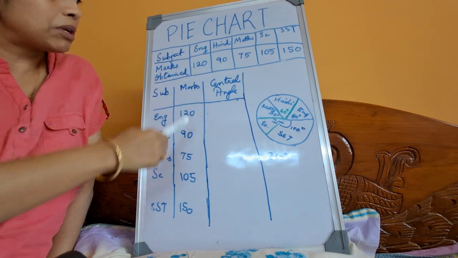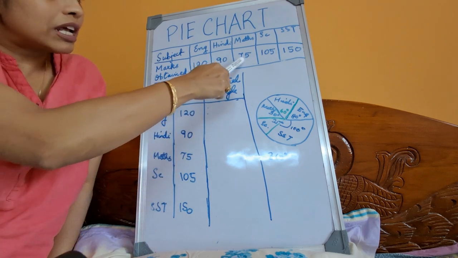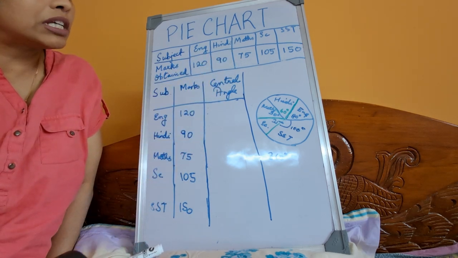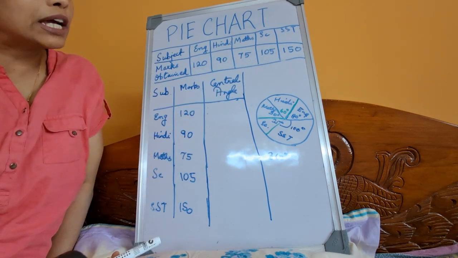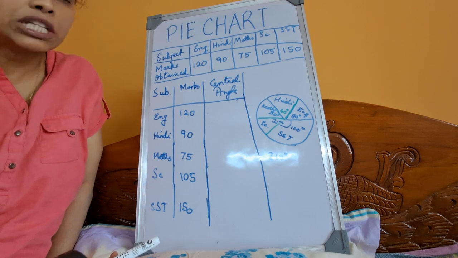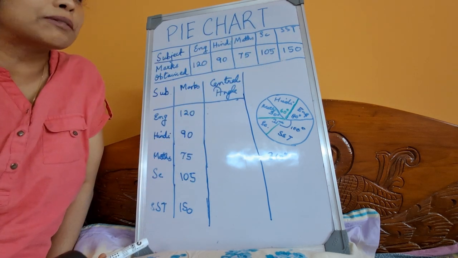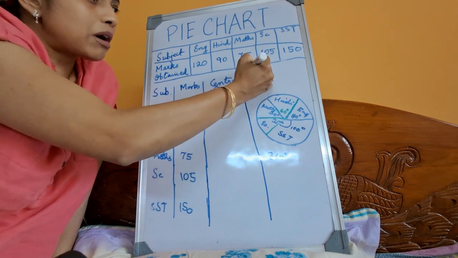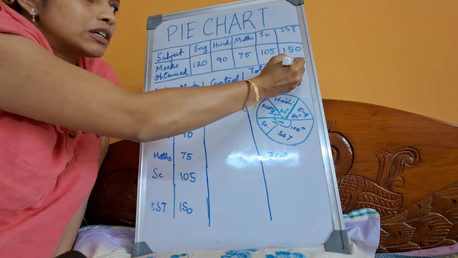So 120 plus 90 is 210. 210 plus 75. So 210 plus 70 is 280, 285 and 5 is 290. 290 plus 100 will be 390. 390 plus another 100 is 490 plus 50 is 540. So total marks is equal to 540.